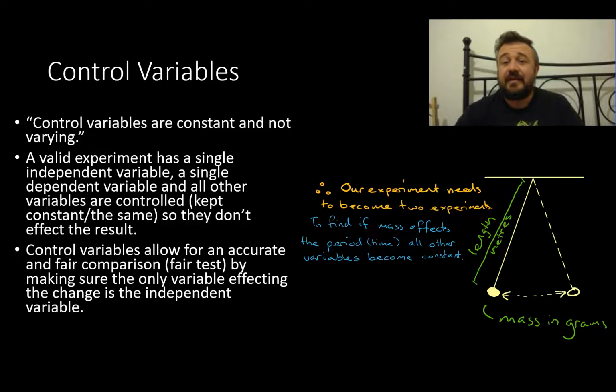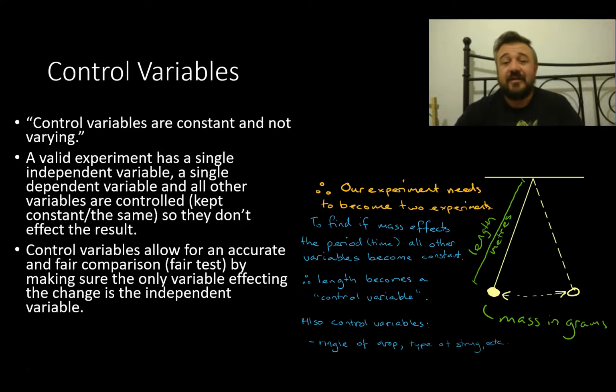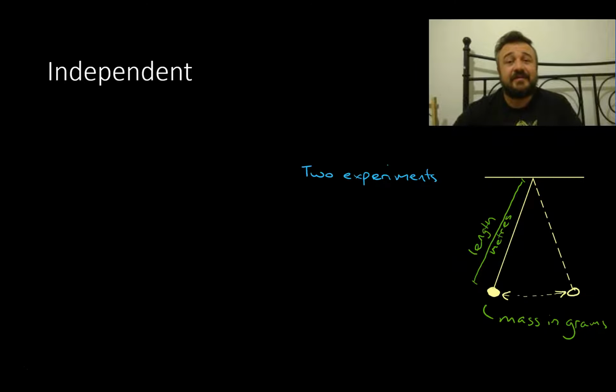So to find if the mass affects the period, all other variables, such as the length, become constant. So the length becomes a control variable. If you want to find if the length is what's changing it, then the mass needs to become a control variable. Everything else are also control variables: the angle of the drop, the type of string, type of knot, what we tie it to, and so forth.